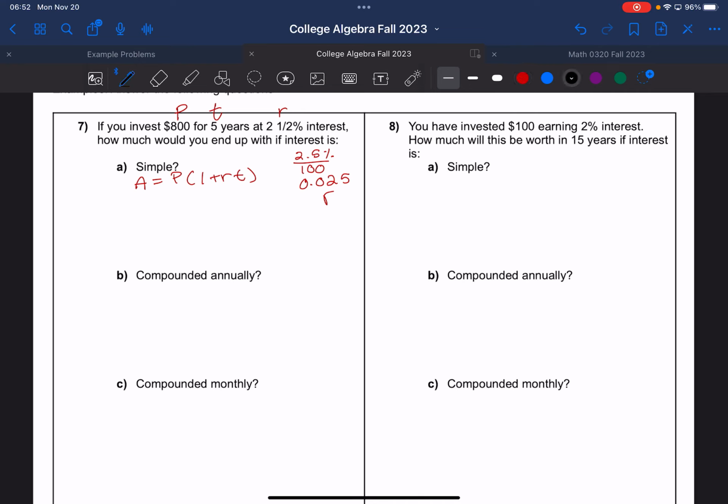Now plugging everything in, I have A is equal to 800, parentheses 1 plus our rate, which is 0.025, times our time, which is 5 years. You could type this entire thing into your calculator, as long as you're including those same parentheses: 800, parenthesis, 1 plus 0.025, parenthesis, 5, and then 2 parentheses to close. Then you should get A is equal to 900. Go ahead and test it on your calculator. Make sure we're typing that in correctly.